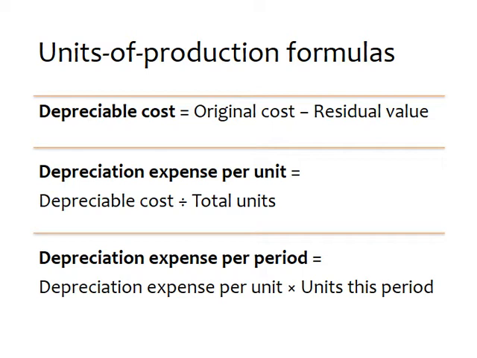There are a few formulas we need to calculate depreciation using units of production. Depreciable cost is calculated as the original cost minus the residual value. The depreciation expense per production unit is the depreciable cost divided by the total estimated production units. The depreciation expense per period will be calculated as the depreciation expense per unit times the number of production units this period.